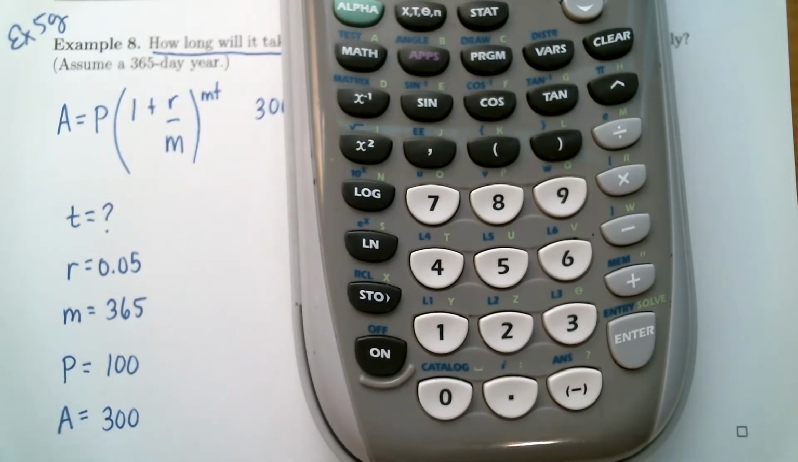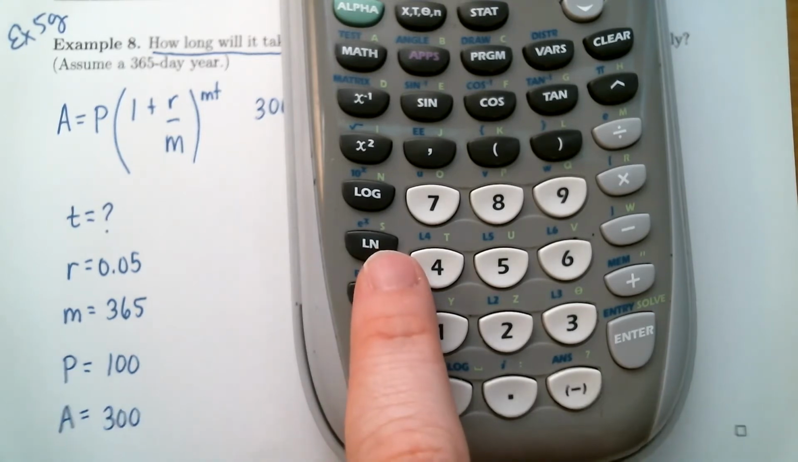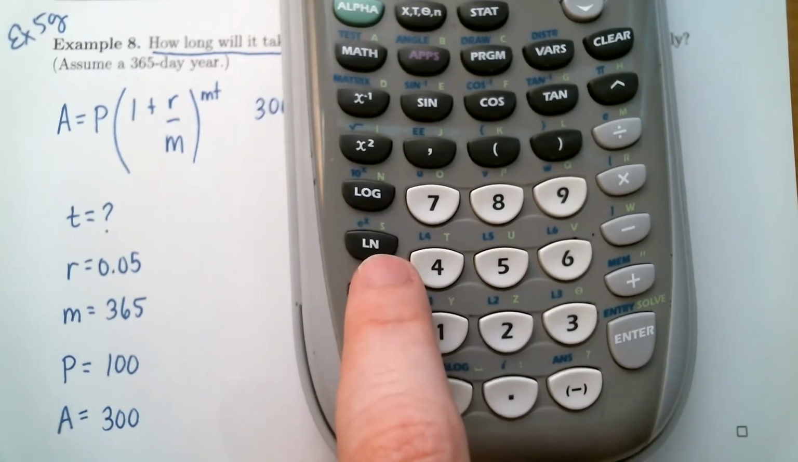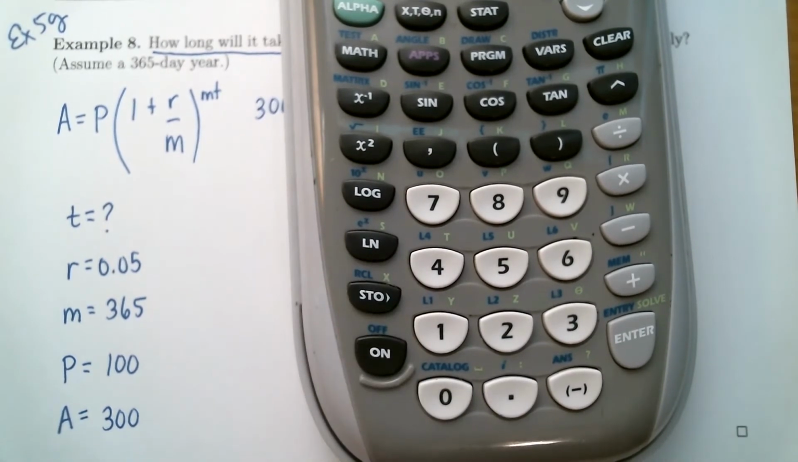Depending on your calculator, it may or may not do other bases. You would just have to dig inside the menus for them. But for the purposes of this class, we're only going to use ln, the natural log. Don't even worry about using log. We can accomplish everything we need to do using natural log. So that's what we're going to do.